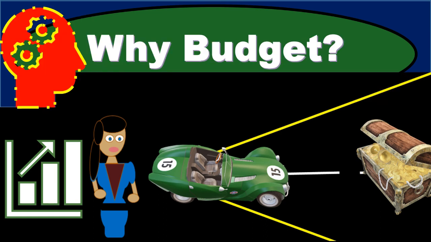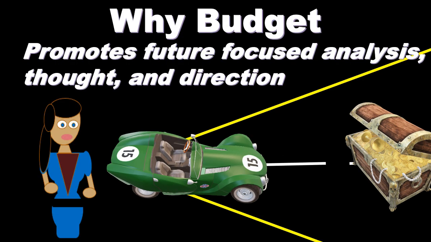In this presentation, we will discuss the question of why budget. In other words, what are the benefits of budgeting? One of the primary objectives is to have a future orientation, a future analysis, a future look, to give everybody in the company an idea of where the company is going in general, and then a map in terms of how we are going to get to that future objective.